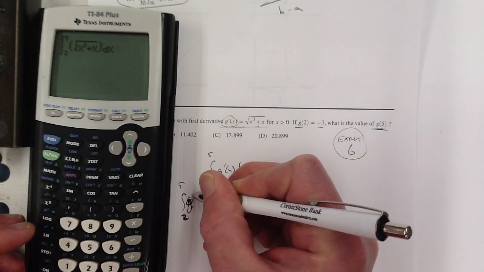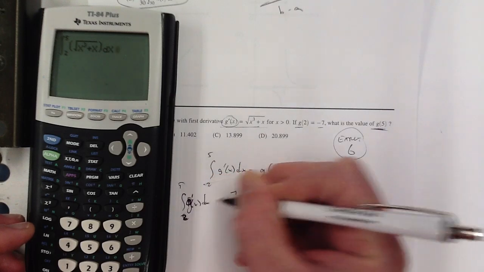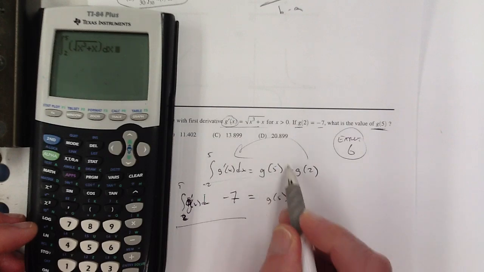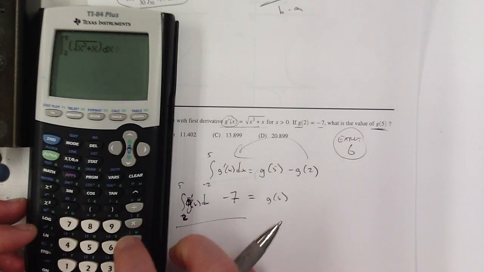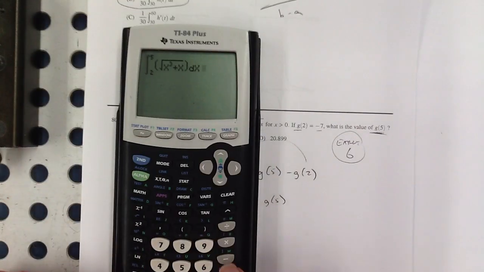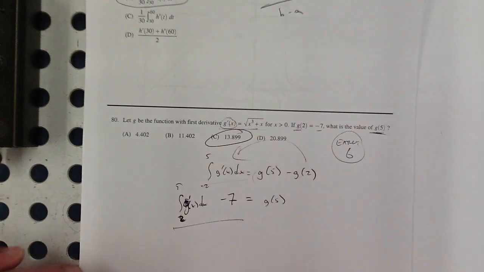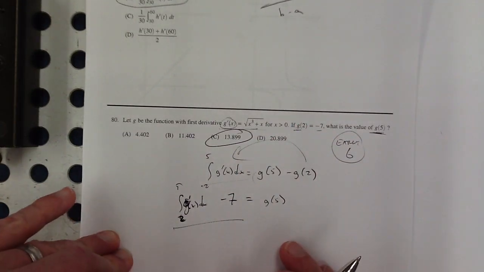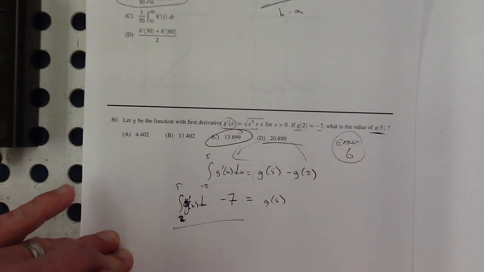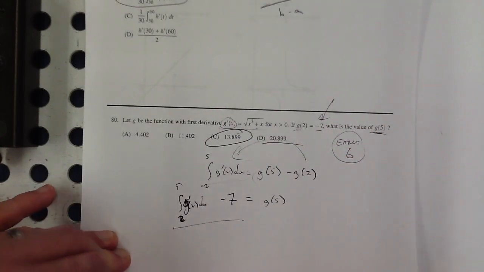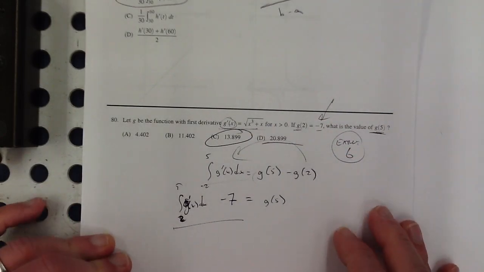Oops, wrong name of function. So that's what I'm doing with my calculator, right? Moving that to the other side, and I'm finding g of 5. So that minus 7 is 13.899. Right? There's the one for the person who forgot to subtract the 7. I just did the integral of that. Be careful. Don't be that person.